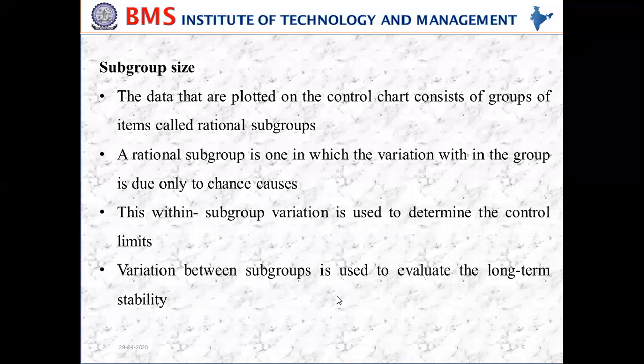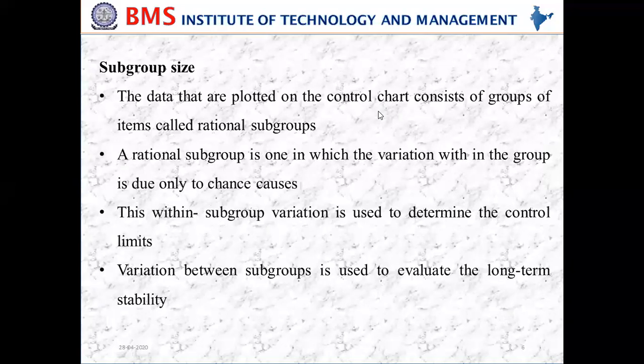Next, subgroup size. What is the subgroup size? Subgroup size is the number of data points we collect in a particular sample. You can call it the sample or subgroup size. The data that are plotted on the control chart consist of groups of items, which we call samples. Those groups of items are called rational subgroups.